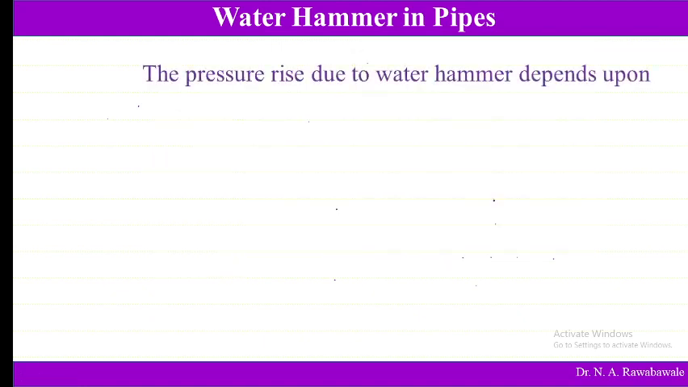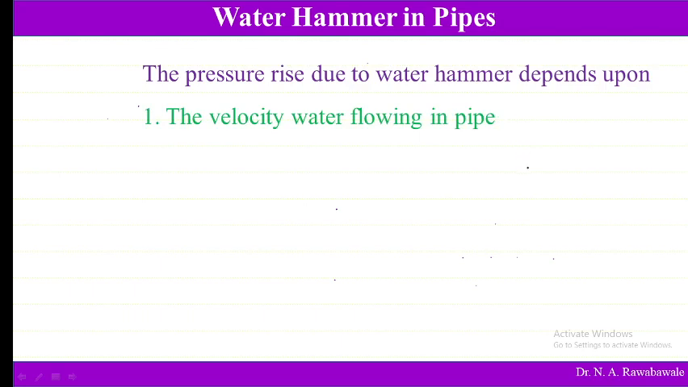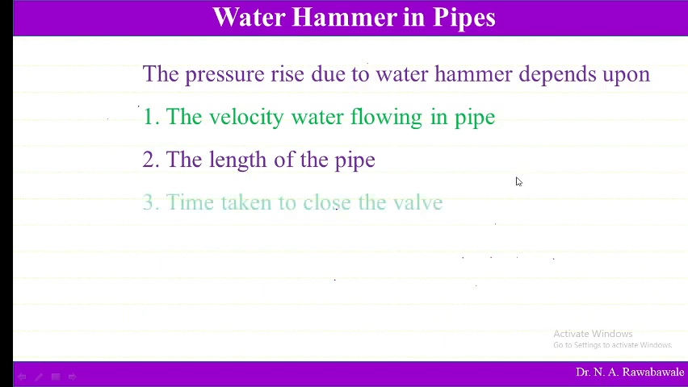Now we can see that the pressure rise due to the water hammer depends on four parameters. As I told you, the higher the velocity of water flowing through the pipe, the higher the water hammering intensity. And the length of pipe is also responsible. The weight of water present in a longer pipe is more than in a pipe of shorter length, therefore the water hammering action will be larger.